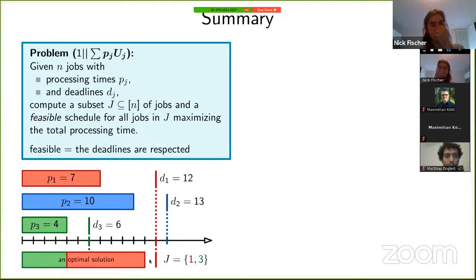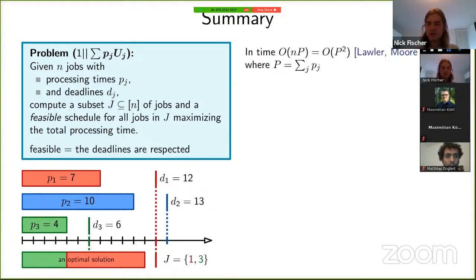Now there is a very classical pseudo-polynomial time algorithm for this problem, which was developed by Lawler and Moore in the 60s, which runs in time O(n·P), P being the sum of all processing times, so the total processing time. And if you view this algorithm not parameterized both in n and P, but actually in P only, then this becomes O(P squared), right? Because you can always lower bound the total processing time by n, as it never makes sense to have jobs of processing time 0.